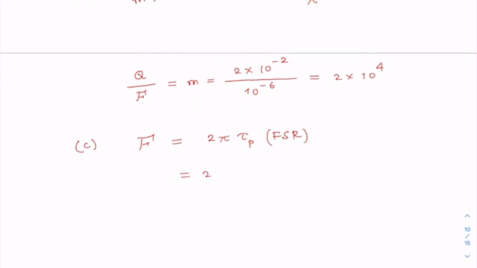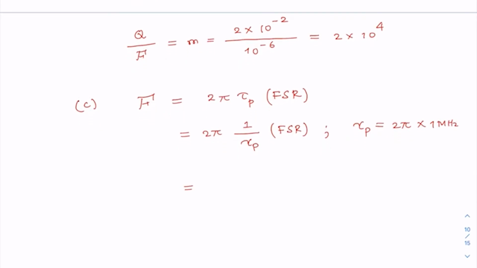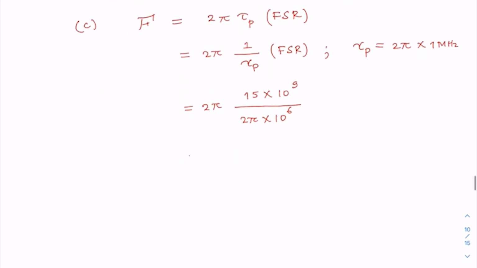Now this cavity photon lifetime is tau p equal to 1 by gamma p, and gamma p is given to us as 2 pi into 1 megahertz. We already calculated the free spectral range. So if I put the parameters in the formula, I get 2 pi into 1 by gamma p, with gamma p being 2 pi into 1 megahertz, which is 10 to the power 6 hertz, and free spectral range we have already calculated, 15 gigahertz, so 15 into 10 to the power 9. You will see we get 15 into 10 to the power 3, or simply 15,000. That is the finesse. Now let us go to the fourth part.